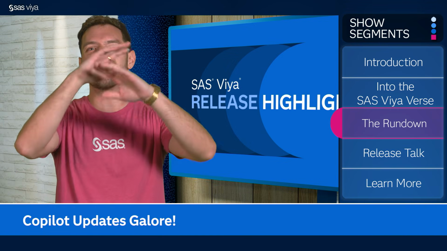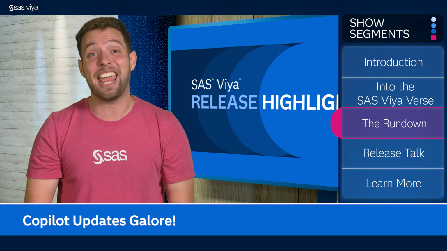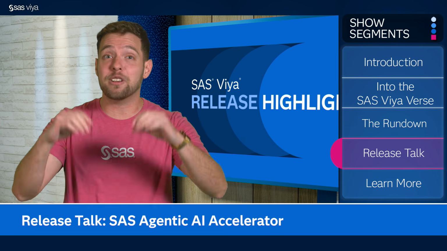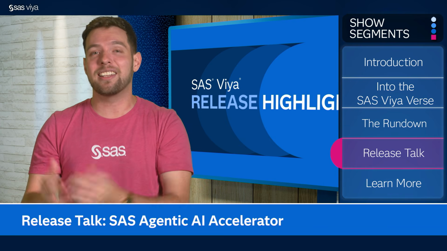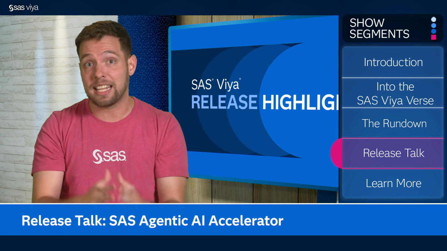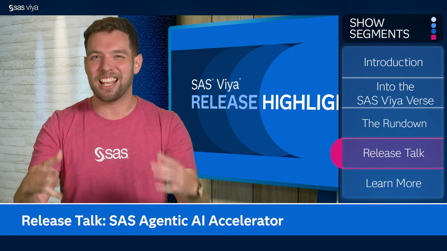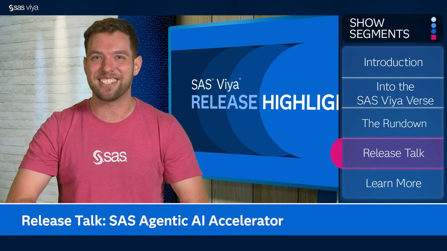As you can see, there's a lot happening around copilots, and there's still more to come. So keep an eye out for that. Last year, we covered the SAS Data Accelerator. Today, we'll cover the SAS Agentic AI Accelerator, along with the SAS Viya MCP server. Let's accelerate things with David Vike in today's release talk.